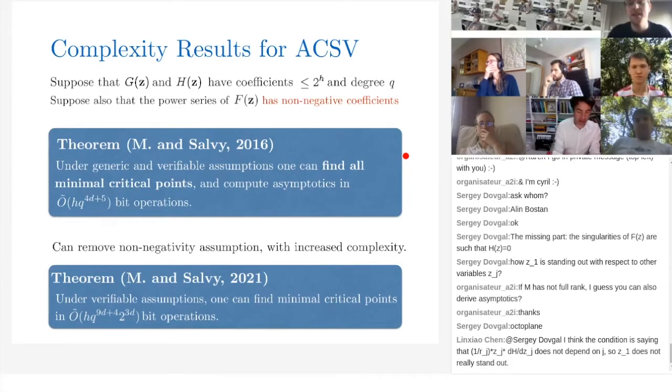Not only that, but in the nicest situations, this is all very automatic. So with Bruno, during my PhD thesis, we gave algorithms that allow you to verify the conditions of the theorem that I put up before, and then give you an asymptotic expansion if the conditions are satisfied. And so we have algorithms that will allow you to find all minimal critical points, and then compute asymptotics assuming these nice conditions are satisfied.